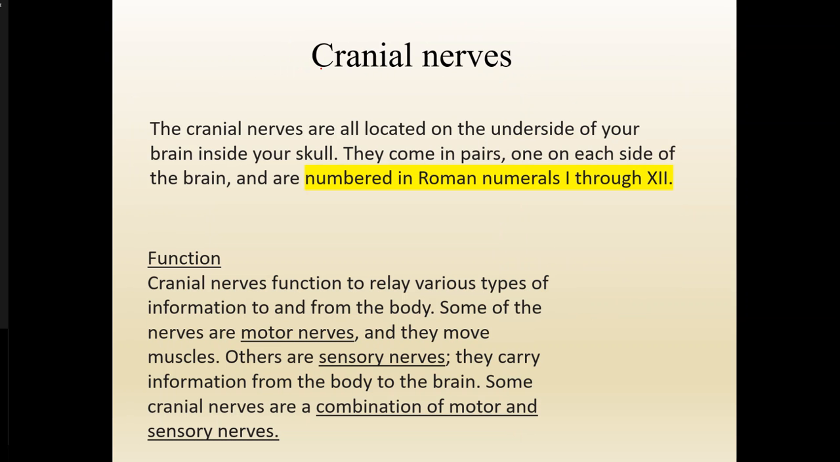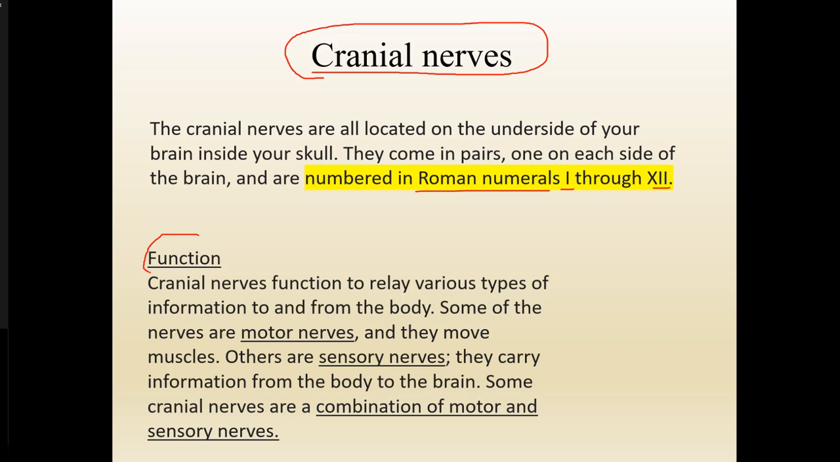All right, so now we're going to look at the cranial nerves. The cranial nerves are 12 nerves. We're going to look at them all. And the bad news is that you have to know the names of all of them for me. They are numbered with Roman numerals from 1 through 12.